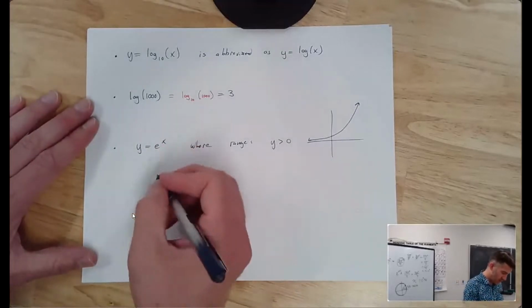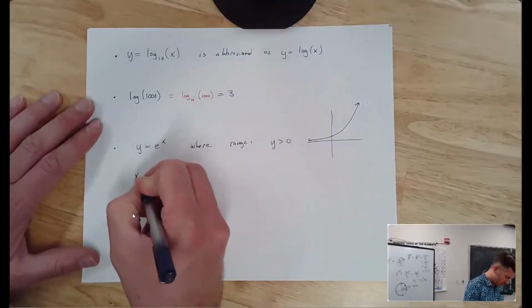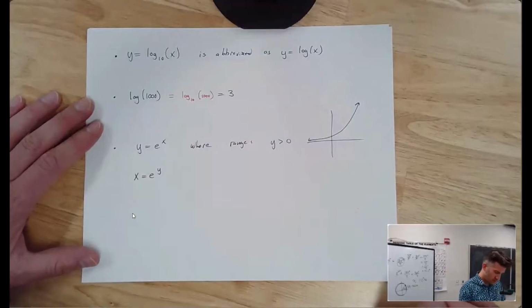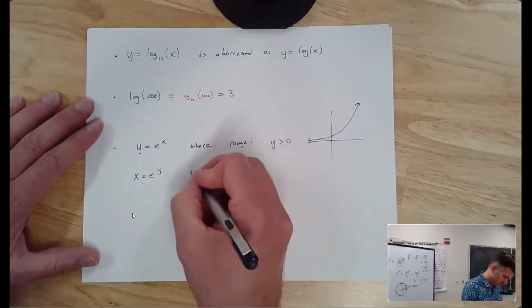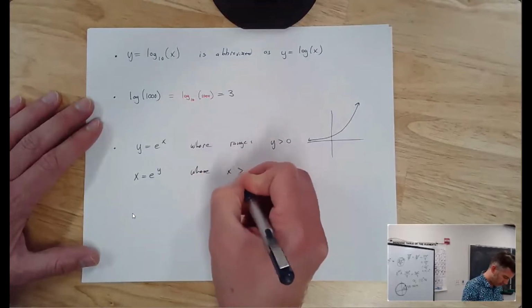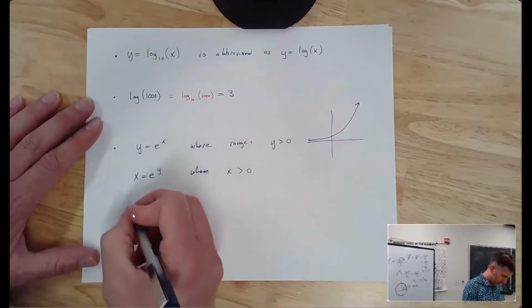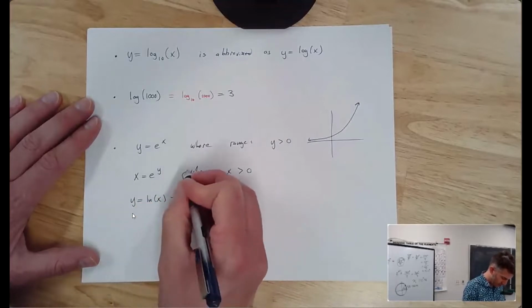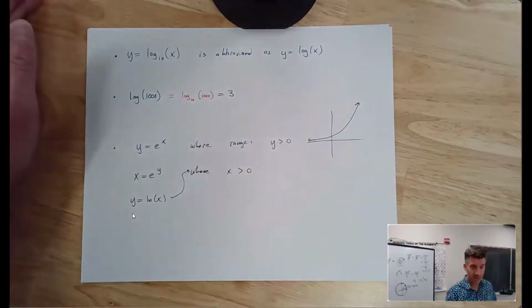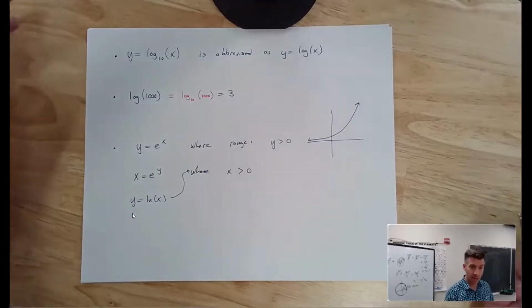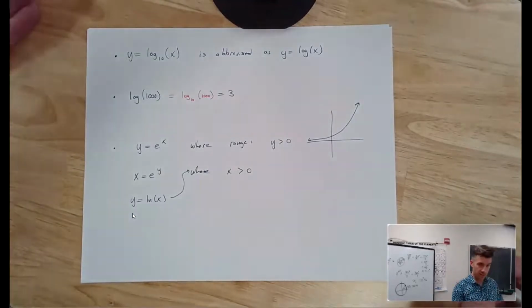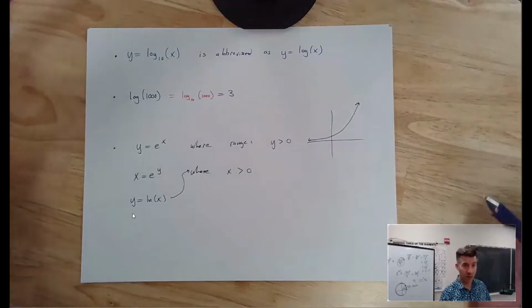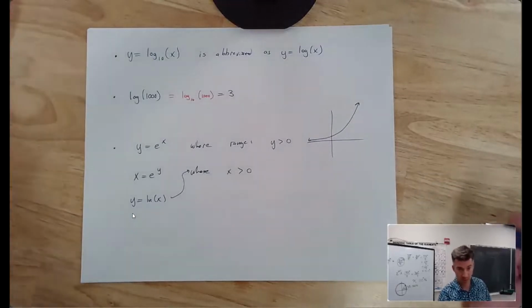If you interchange x and y, well, now we have that the x's are the things that have to be greater than 0. And then if you rewrite this as y equal to the natural log of x, it's still true that x has to be greater than 0. So the reason the domain for a logarithmic function is all positive numbers is really because the range of an exponential function is all positive numbers.